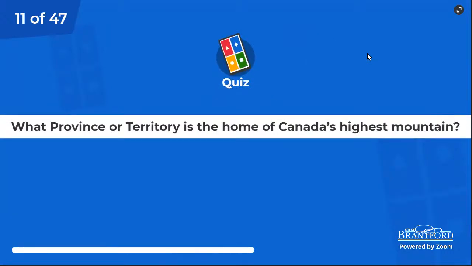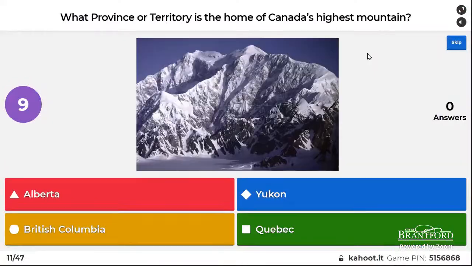What province or territory is the home of Canada's highest mountain? Was it Alberta, Yukon, British Columbia, or Quebec?